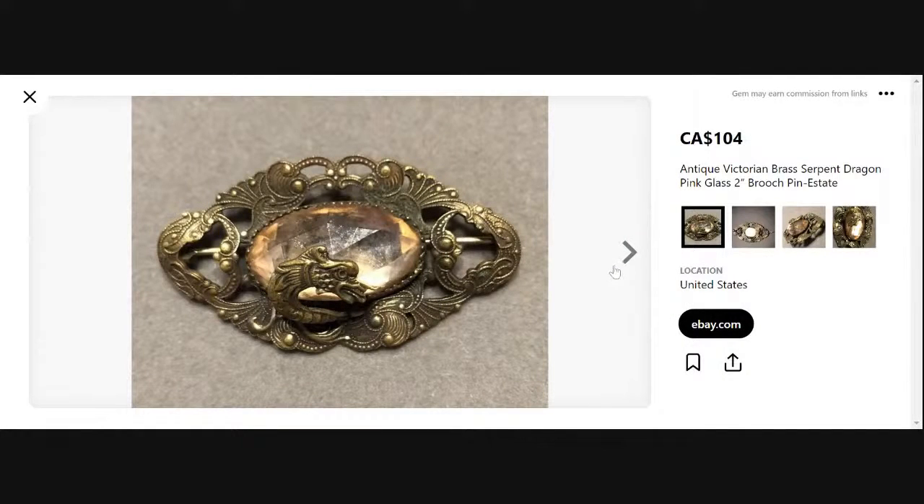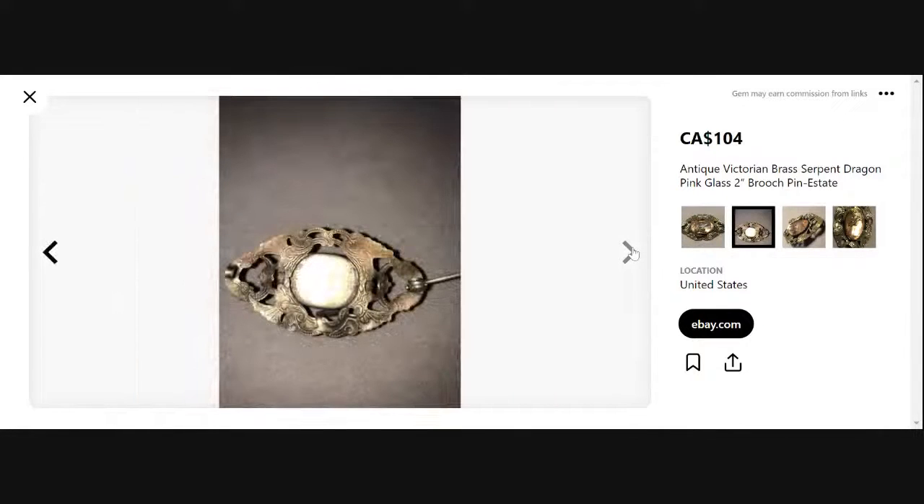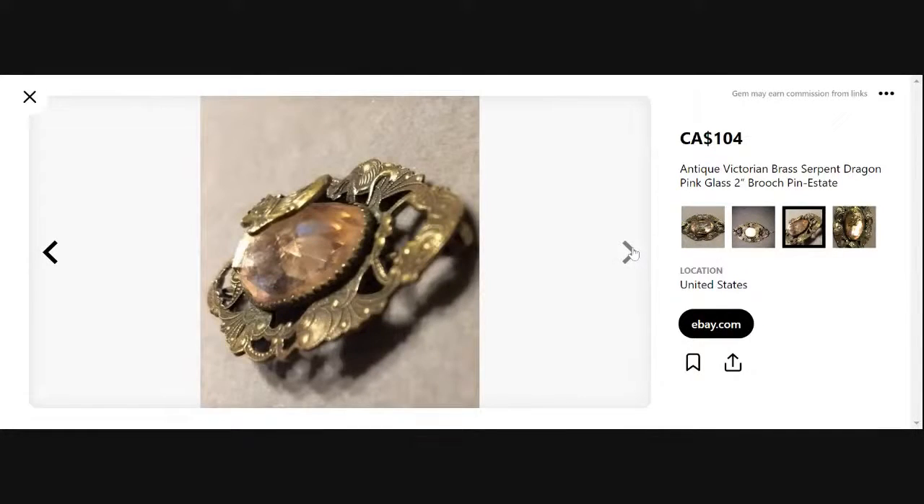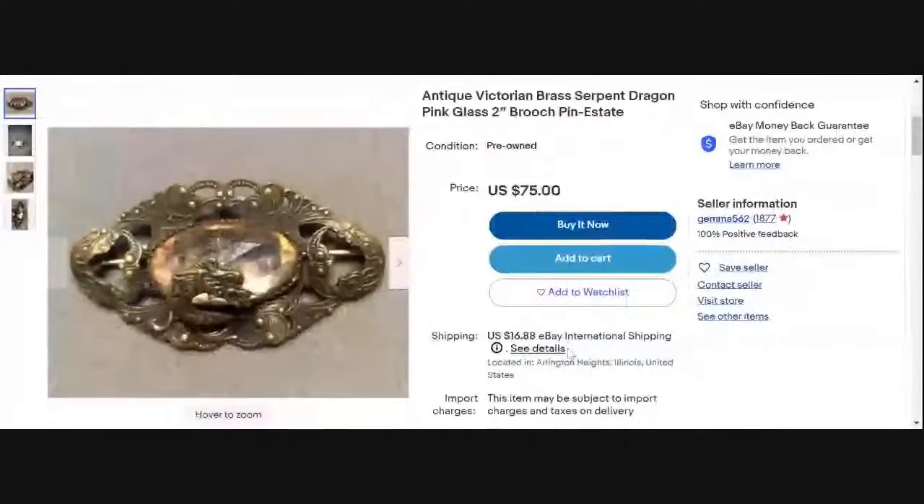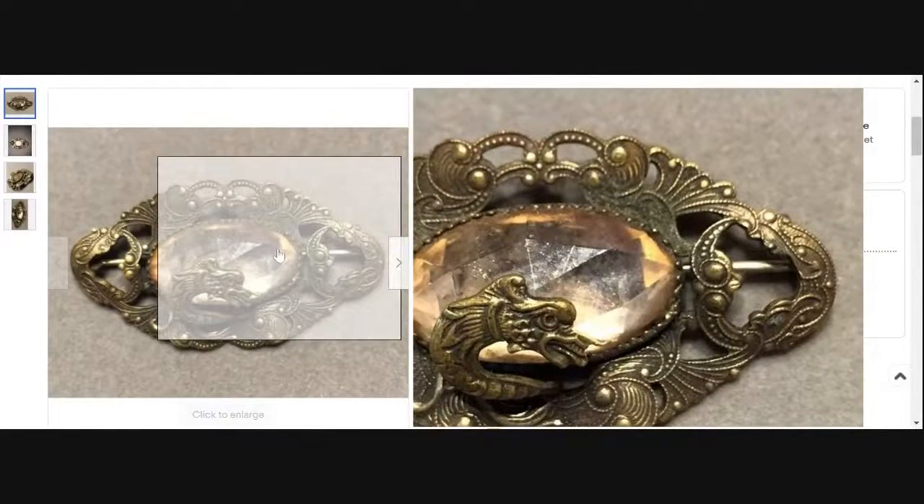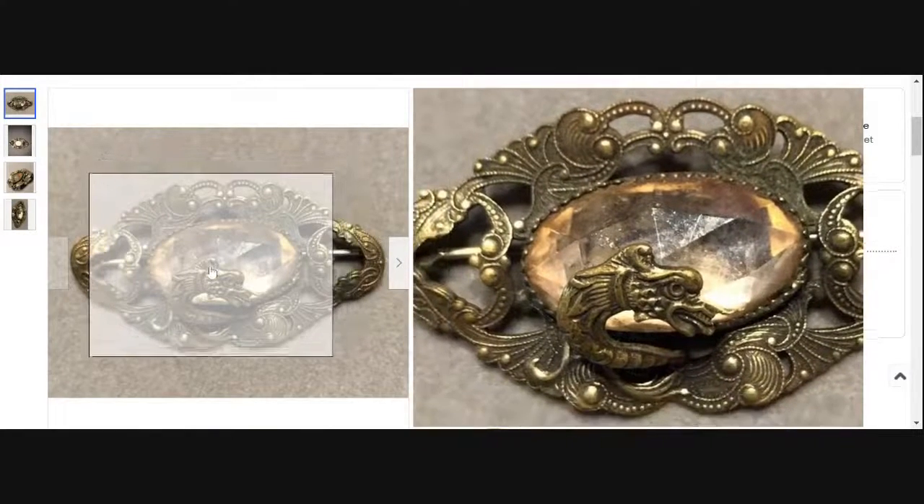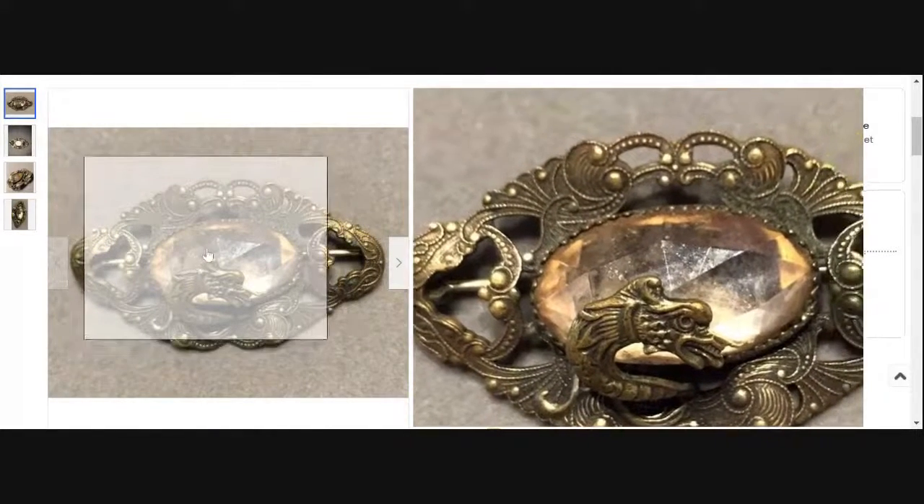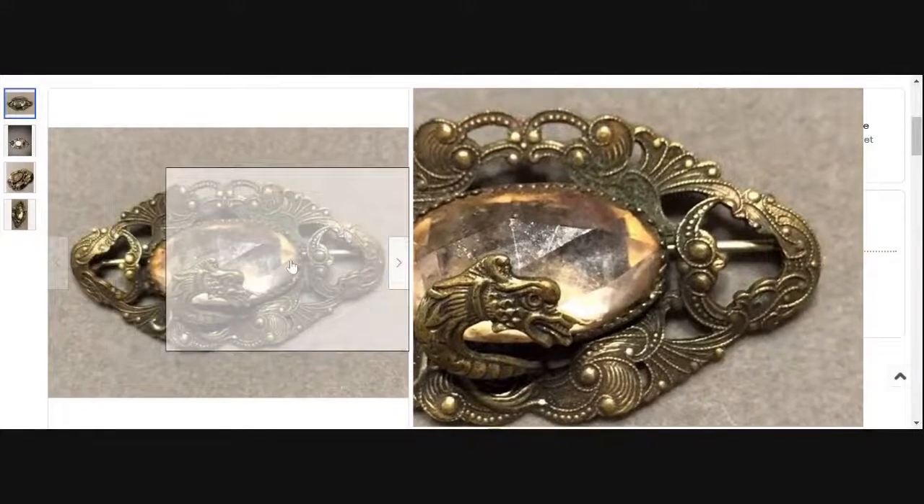Okay, here is a Victorian brass serpent dragon pink glass, 2-inch brooch pin estate. Well, this one is at least a brooch. Does look like maybe there's some wear to the glass on eBay, but why don't we take a look? Which requires me to stop sharing and reshare, and here we go. Our seller is Gemma562. Nice pink glass. We've got that dragon and his face. I do like these details.